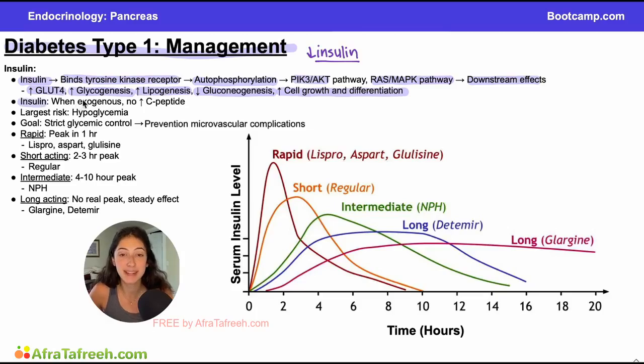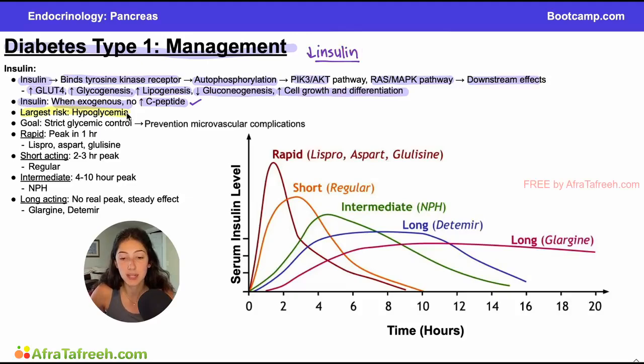Then insulin, when your body is making it endogenously, you will also release this C-peptide. However, when we administer exogenous insulin, because it wasn't made in the pancreas and we're not adding C-peptide to it because there's no real benefit there, you will not see an increase in C-peptide. This is a helpful fact to be aware of to understand whether someone's insulin level is going to be endogenous or exogenous. You can always measure the C-peptide, and that can be a helpful tool to use on step 1 questions.